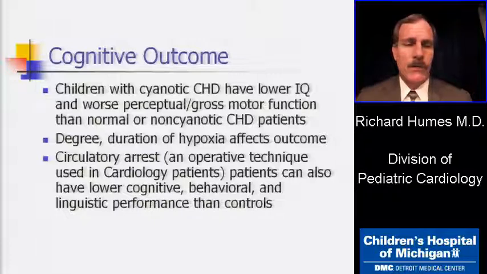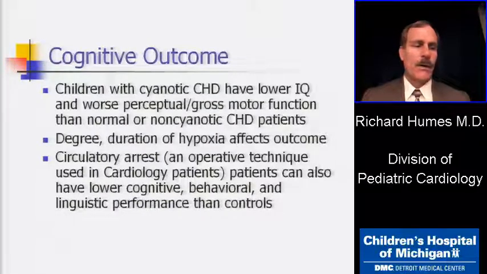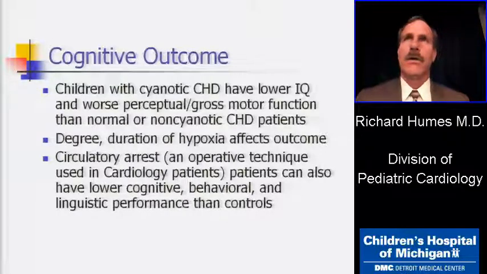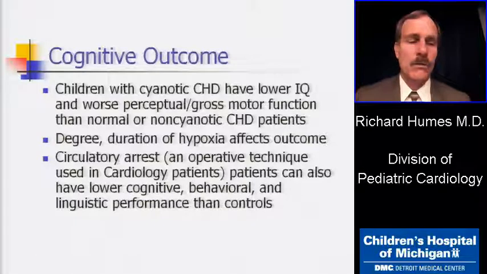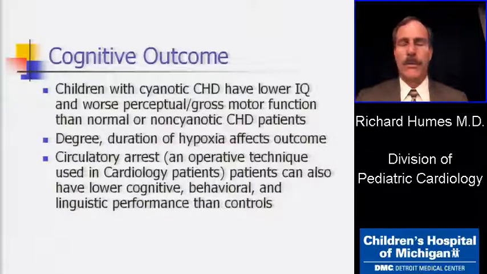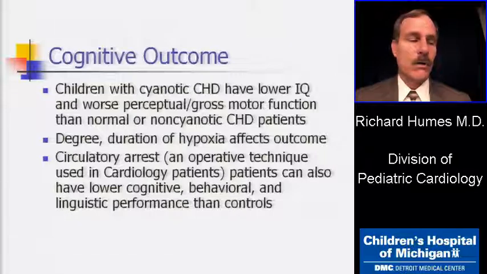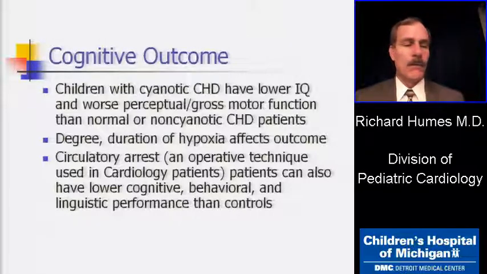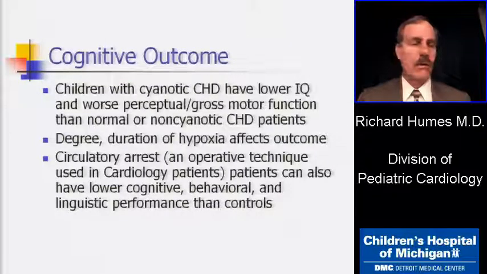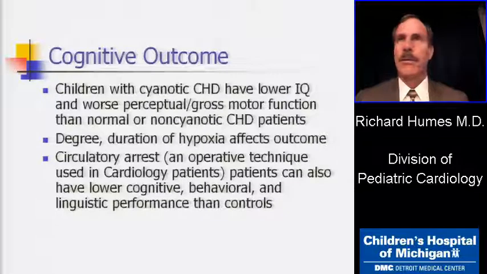Now, there have been some fairly recent studies on the cognitive outcome of patients with cyanotic congenital heart disease, and it's not altogether encouraging. These patients do have somewhat lower IQs and more behavioral problems. They have a little bit worse perceptual and gross motor function than normal or non-cyanotic congenital heart disease patients. The degree and duration of this hypoxia will affect the overall outcome.